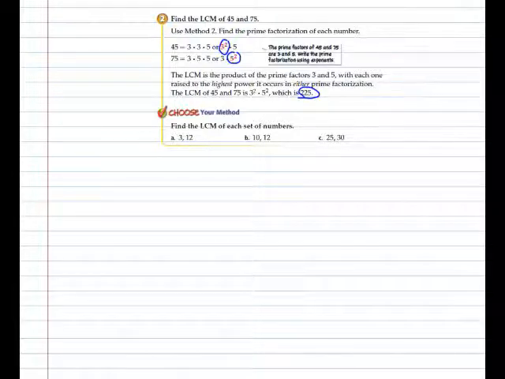The least common multiple is the product of the prime factors 3 and 5, with each one raised to the highest power it occurs in either prime factorization. Each of the prime factors, the most times it occurs.